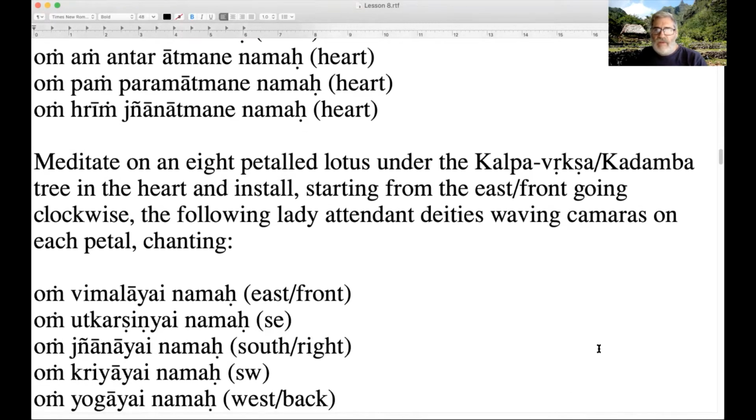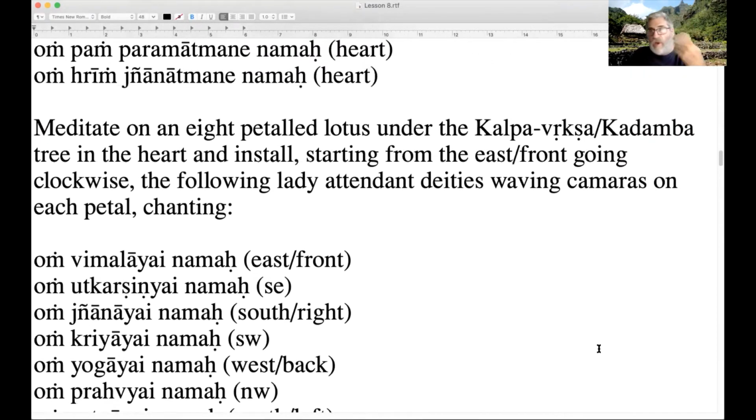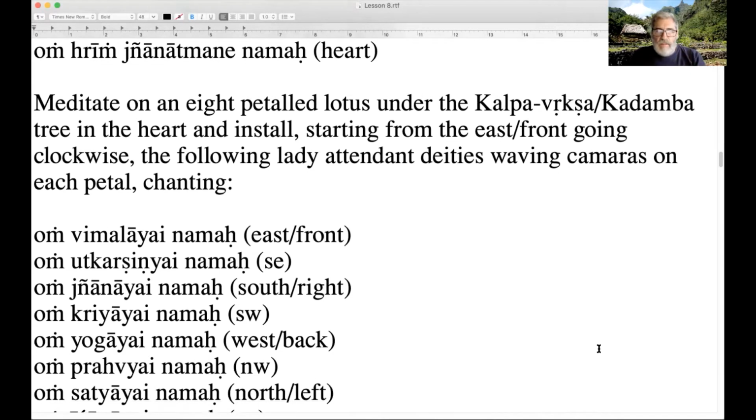Meditate on an 8-petal lotus underneath a kalpa vriksha or kadamba tree in the heart, and install, starting from the eastern petal and going clockwise, the following lady attendants waving chamaras, with Radha Krishna in the middle. You can think of them as the 8 gopis, or there might be 9 actually, but anyway, you can think of them as gopis surrounding Krishna or Radha Krishna, waving chamaras.